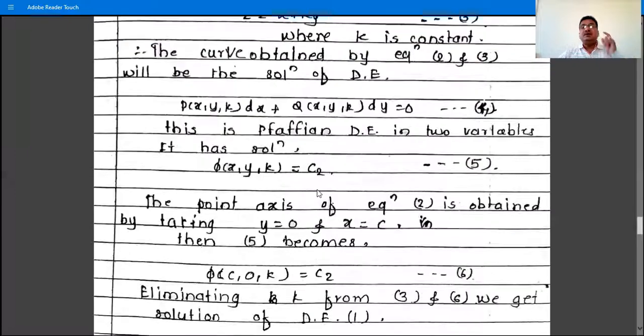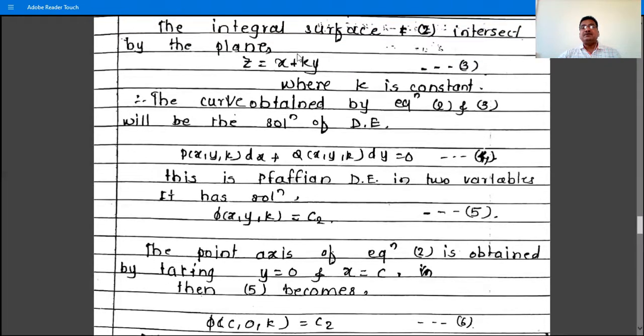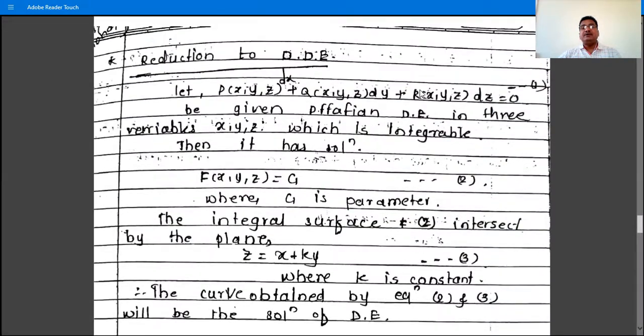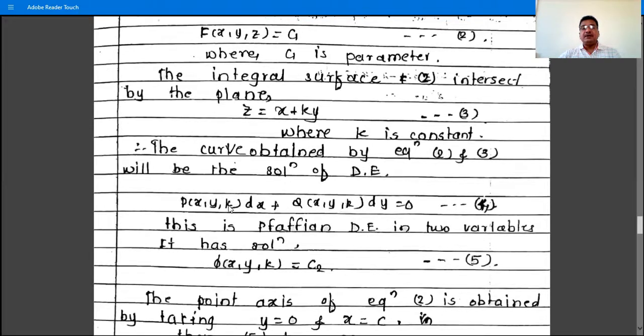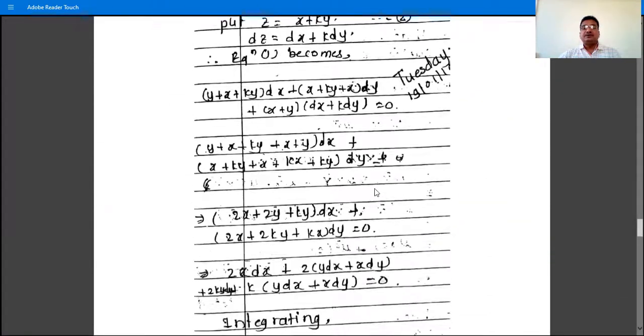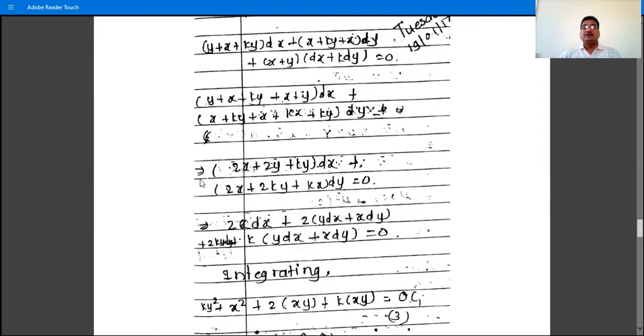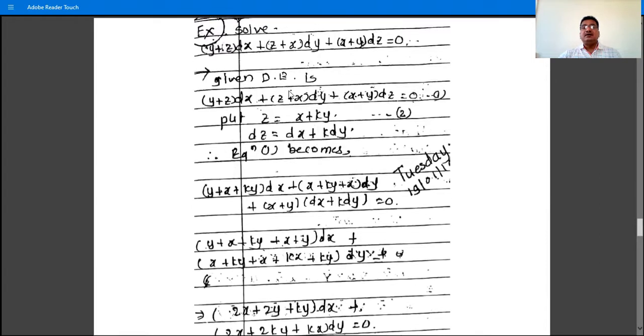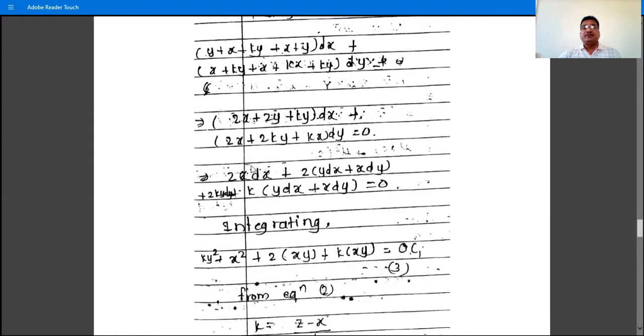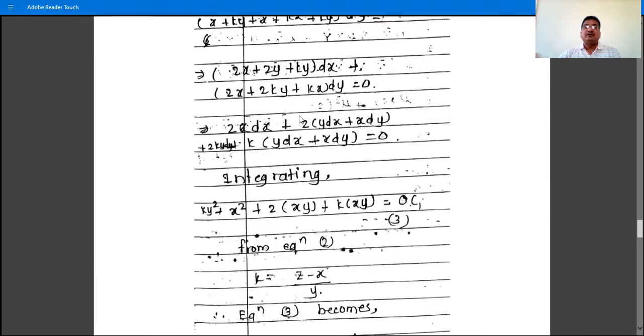So if we observe this equation number 4, after substituting z is equal to x plus ky, the given differential equation is converted to this: a function of x, y, k into dx plus a function of x, y, k into dy is equal to 0. This is equation number 4, the given equation after substituting z is equal to x plus ky. So we have to solve this equation.